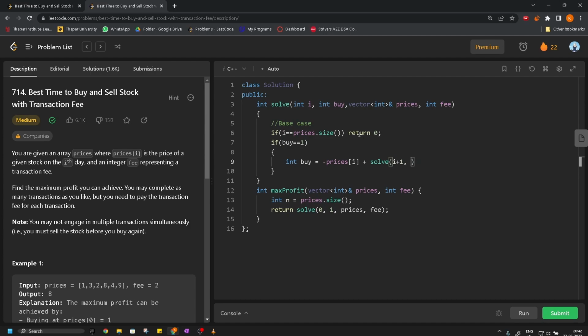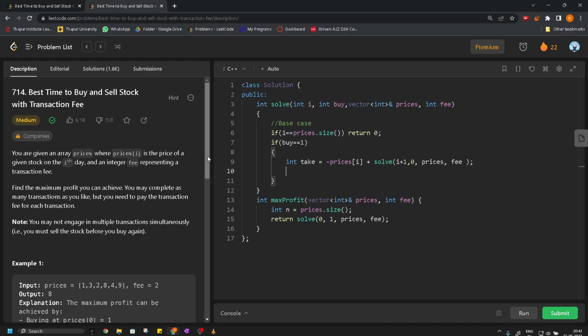And this time around, since we bought a stock, we can't name it buy, obviously, because we can't use the same name. Now since we just bought the stock, we cannot buy it again, so we'll put buy equal to 0, and then we have prices, then we have the fee.